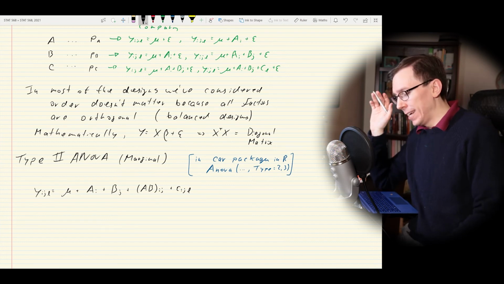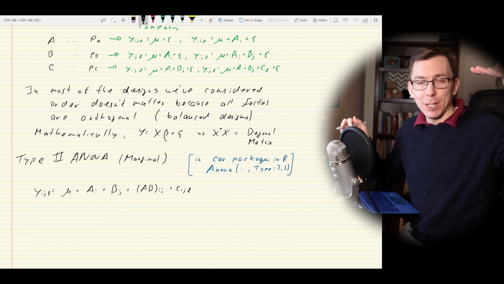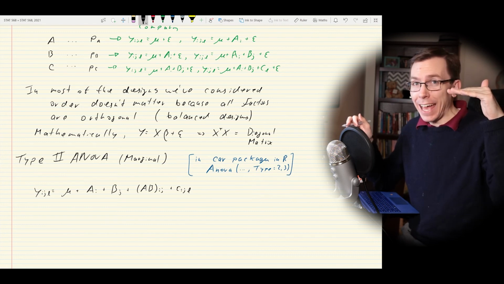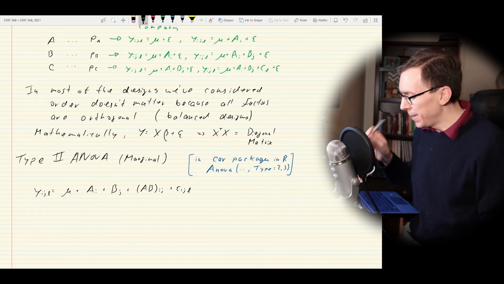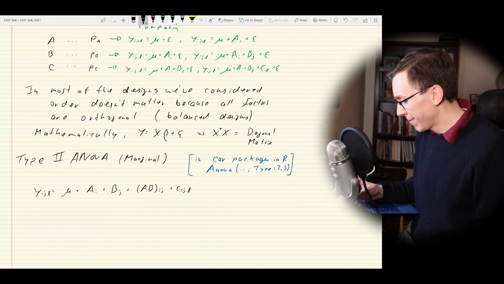So if I have a model like this and I do a type 1 ANOVA, first I'm going to test A, then given A, I'm going to test B, then given A and B, I'm going to test the interaction term A cross B. But if we do a type 2 ANOVA, things are slightly different.